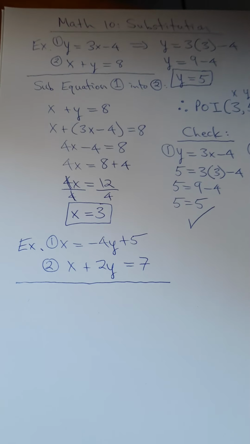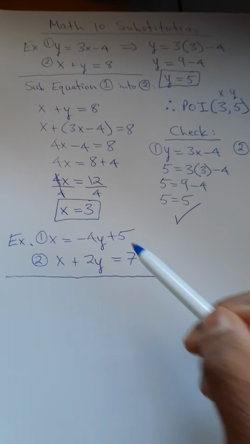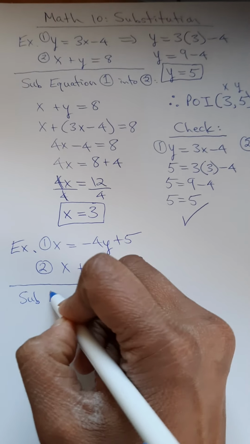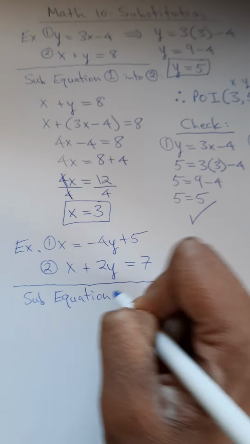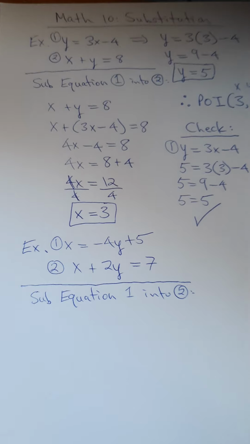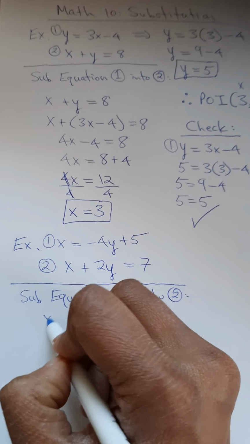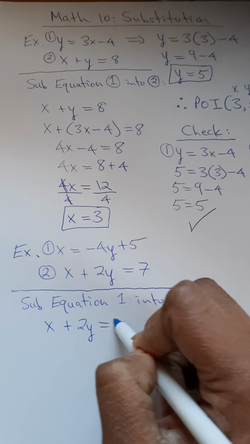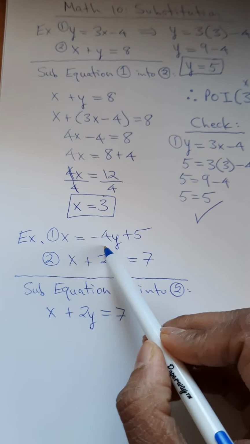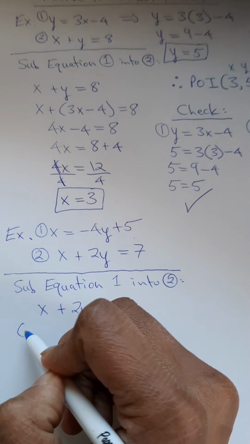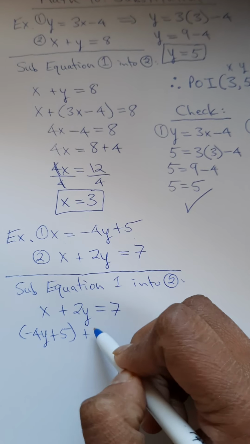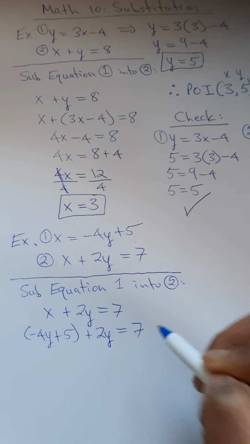All right, so I notice here that in equation 1, it's already isolated for x. So let's substitute equation 1 into equation 2. One more time, I'm just going to write equation 2 right here, and this time we're substituting x here. So x equals negative 4y plus 5, and keep everything else the same.